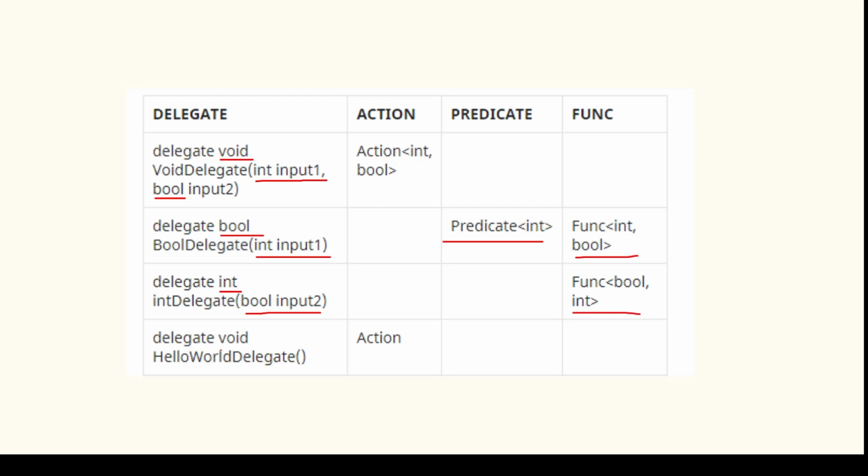The last one is having void as a return type, and it is not taking any parameter. Because predicate can only work with the return type which is Boolean, and func can only work with the methods which are having a return type instead of void. So the action is the only option left, because in action we can use methods which are not taking any parameter and having the return type as void.